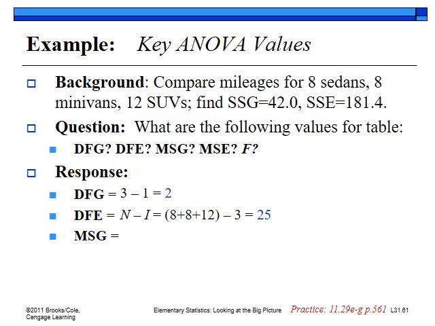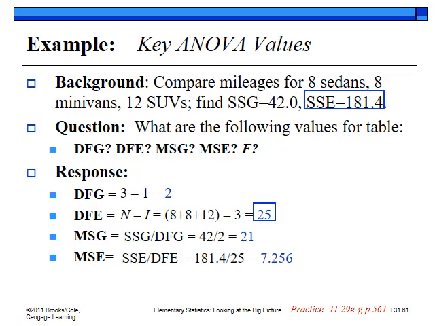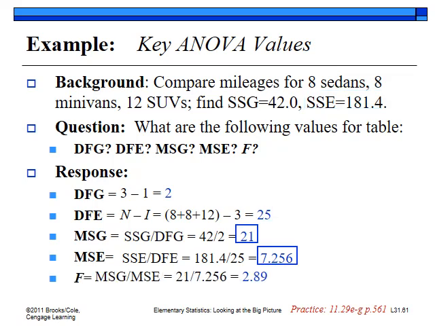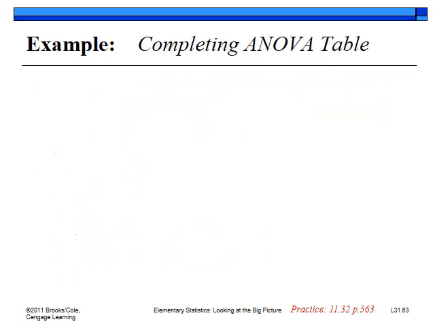What's MSG? Well, remember, MSG is the mean of the squares for the group. We get that by taking SSG and dividing by DFG. We get 21. The MSE, that's the mean of the squares for error. We take the SSE and divide by the DFE, and that gives us 7.256. Finally, we can compute F by taking the ratio of those last two numbers, 21 over 7.256, and we get 2.89.